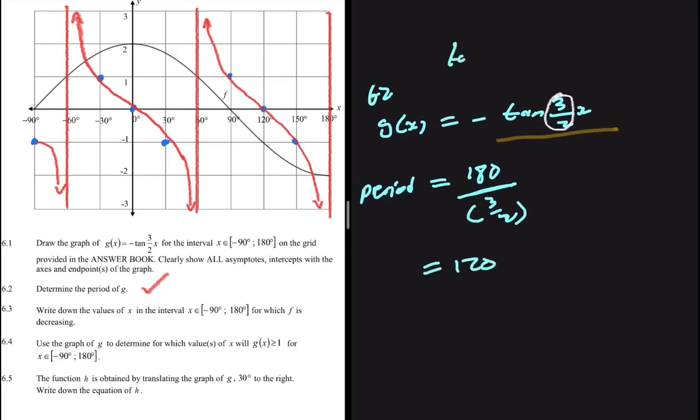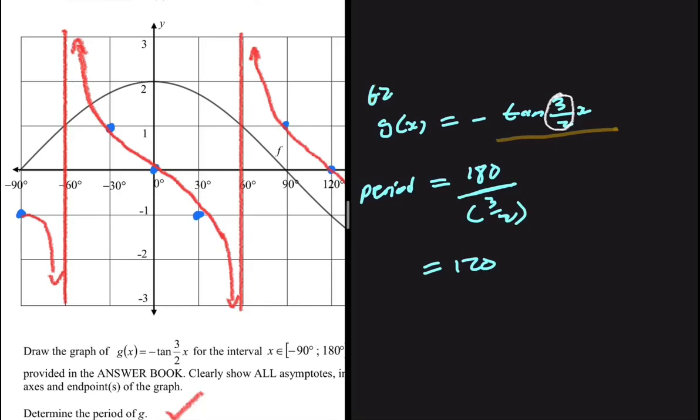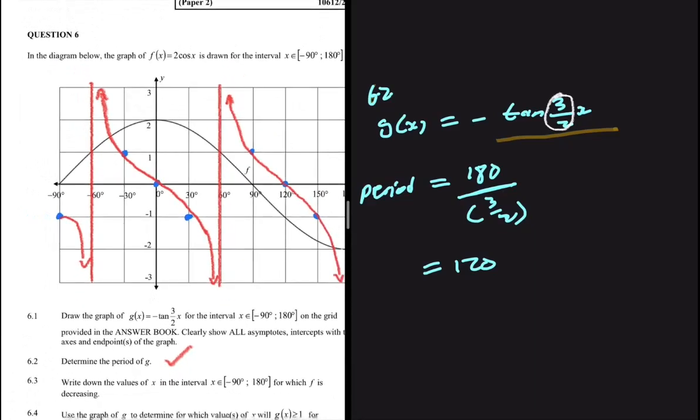If we had tan 4x, we would divide by 4. If we had tan 1 divided by 2x, we would divide by a half. So whatever coefficient of x you have, you just divide the original period by it. So the period of our graph is 120. But if you look at the sketch, you can also see that it is indeed 120, because the graph can complete itself between minus 60 degrees and plus 60 degrees. And from minus 60 to 60 is 120 degrees.